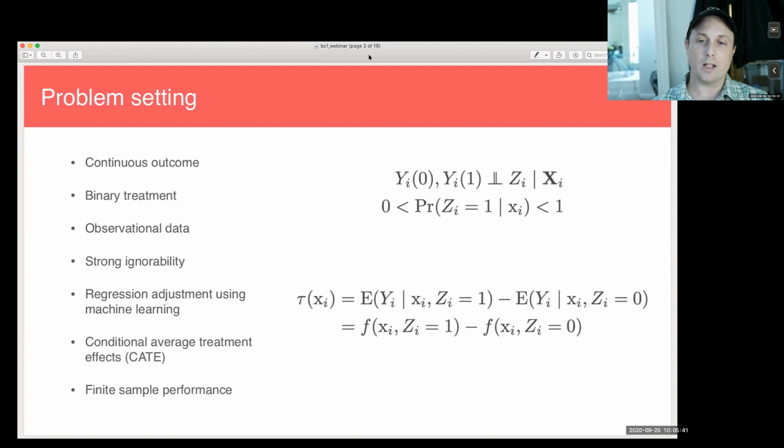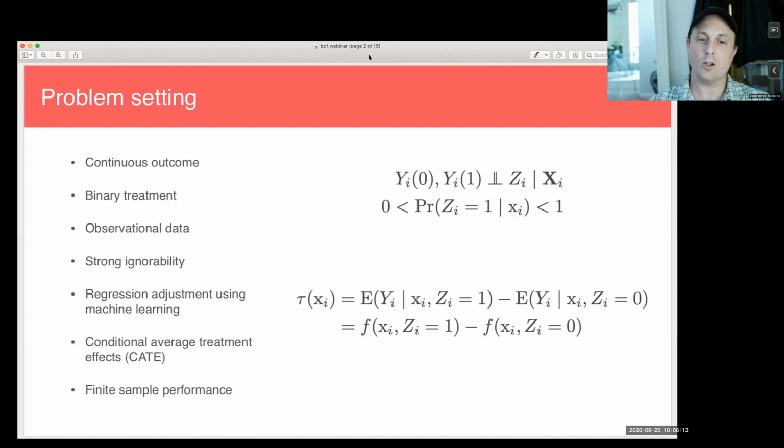We're going to be using nonlinear supervised learning techniques. Our interest primarily is going to be conditional average treatment effects. So what is the treatment effect for an individual of a certain type as described by those covariates X? And one thing that distinguishes this, to some extent because it's Bayesian, but also for practical reasons, is we care about finite sample performance. So we're going to be really interested in how these things do in realistic size samples.